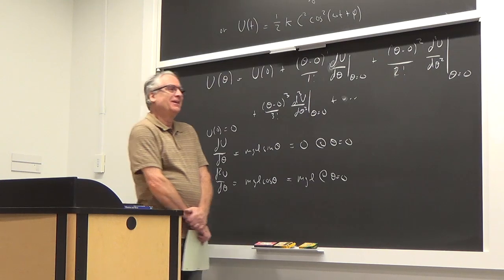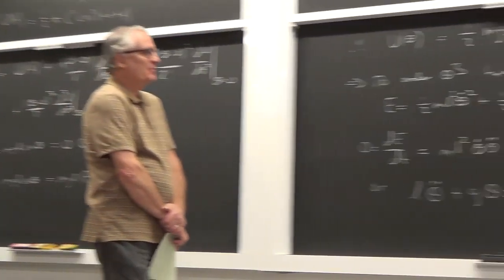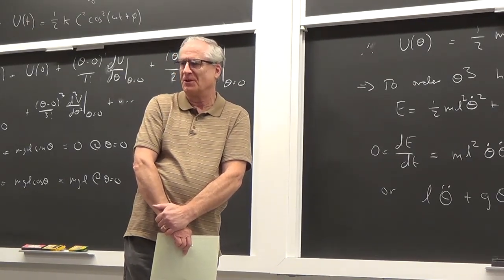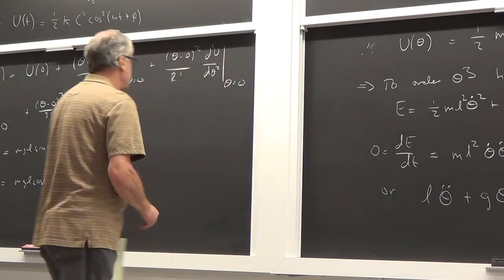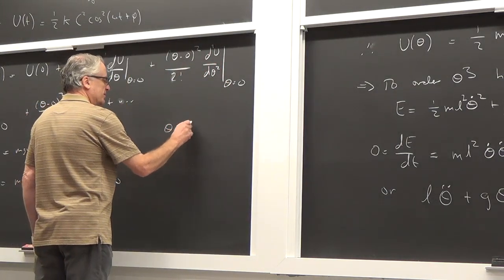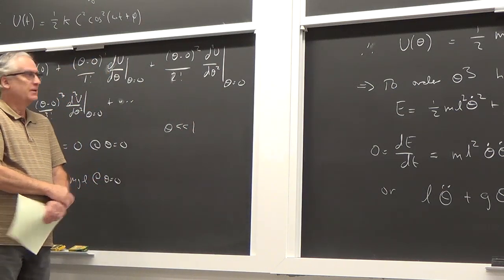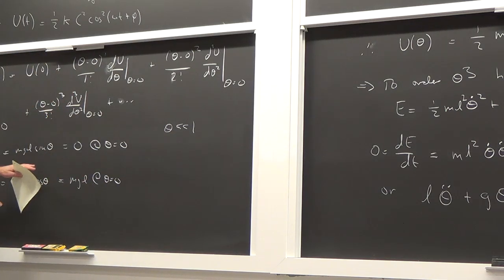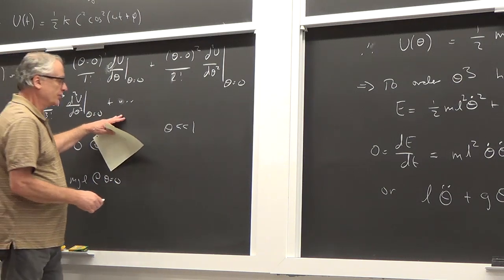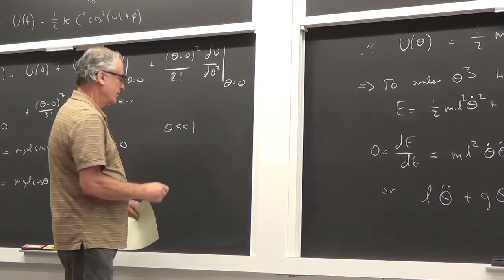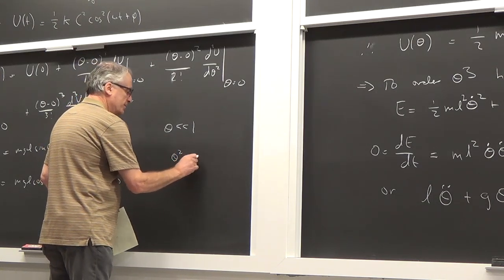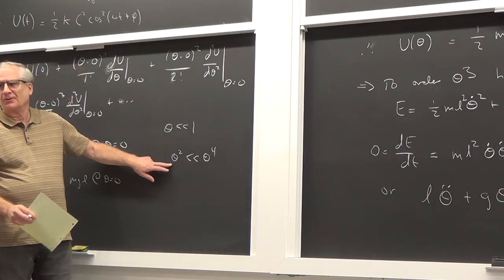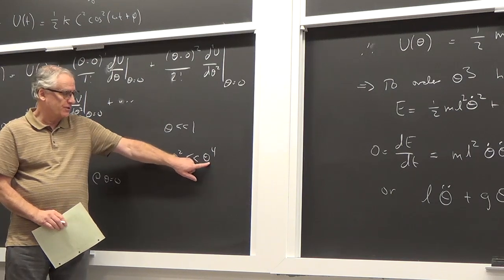Well, we're basically going to assume that things are small, but we have to define what we mean by small. Here, what we mean by small is that theta is much, much less than 1. So this expansion converges nicely, so that the higher order terms, you said theta squared is much, much less than theta to the fourth. So the next order term is much smaller than the term that we're keeping. So this is the order we're neglecting.